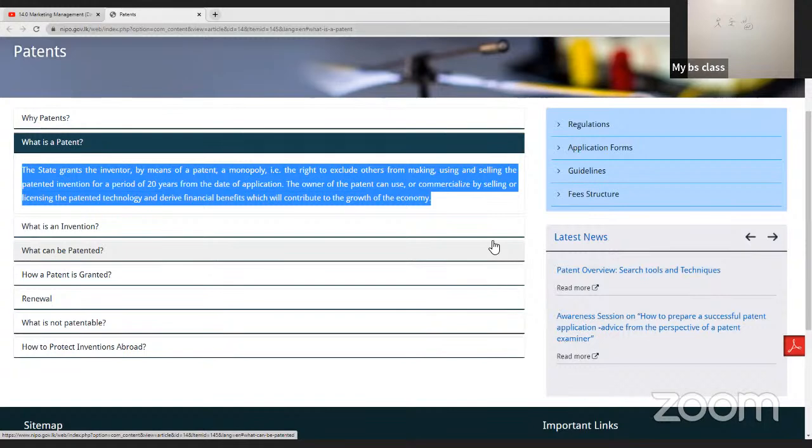And you can derive financial benefits which will contribute to the growth of the economy, right? So that's what the patent is. So guys, this is how the patent office in Sri Lanka explains what a patent is. Right, just for 20 years. So that's quite a good thing to know. 20 years.